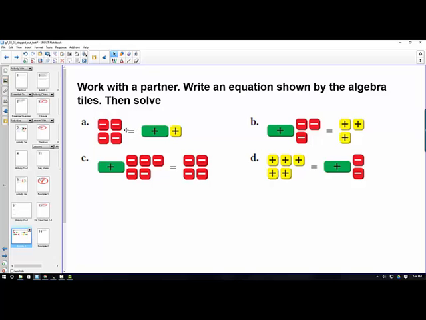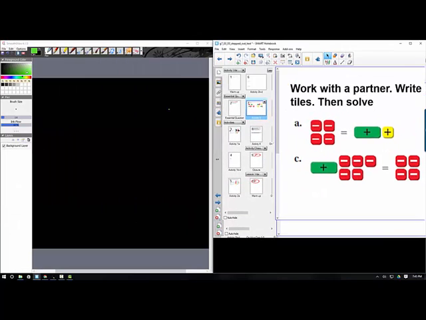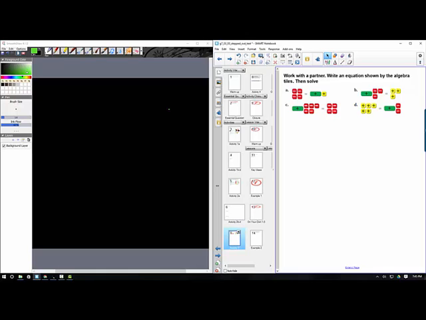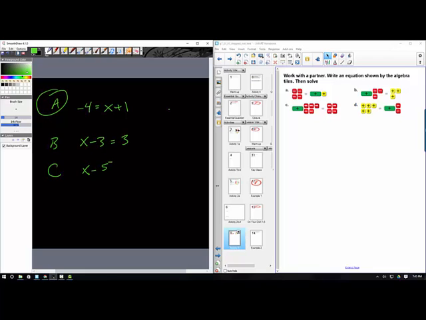So if I look at this one here, it says write an equation to show the algebra. I'm going to do that. So I'm going to go through, and on this side it's -4 equals x plus 1. That's what this shows. That's for A. B is x minus 3 equals 3. C is x minus 5 equals -4. And then D is 5 equals x minus 2. And hopefully you can see all this when I go through it.